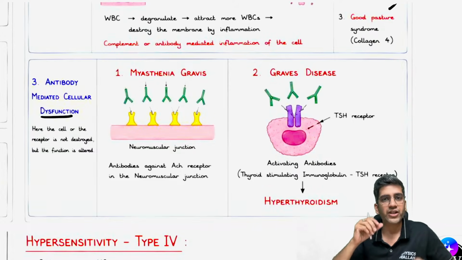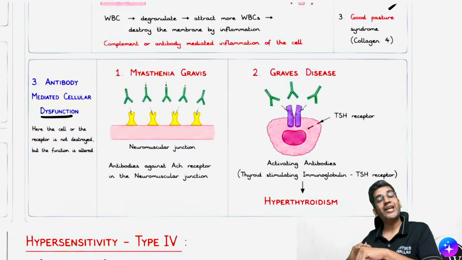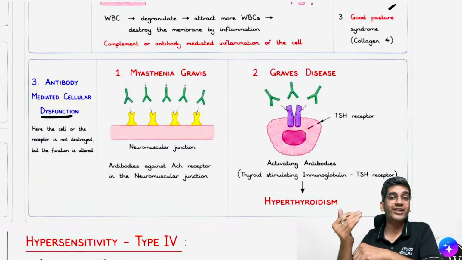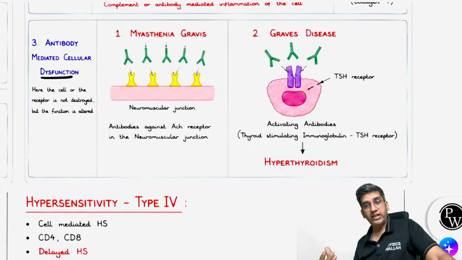How can I alter the function? I can go and sit on the receptor and block it, or I can go and sit on the receptor and activate it. Both of them are dysfunction, right? Fearless, I've told it at the start, will definitely do it, fine.